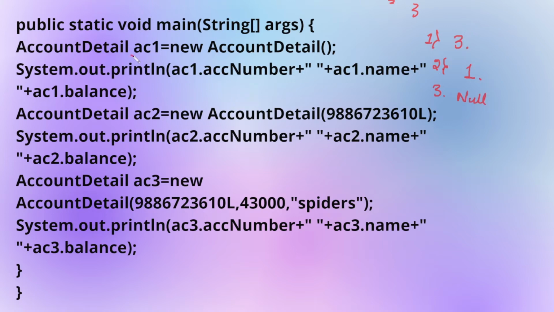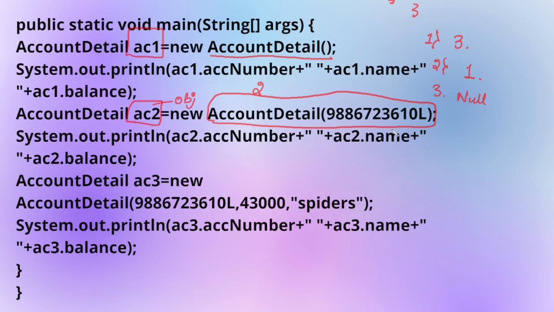AccountDetails account1 equals new AccountDetails. So I have used the null constructor here first, and I have printed account1.accountNumber, name and balance using this object. Let us see what output it gives us. The next is AccountDetails ac2. I have created this object using constructor two, because I have given only the number here. Only the number is given. So when it gives you the output, it is going to give you only the number of that person, and the other two will be null.